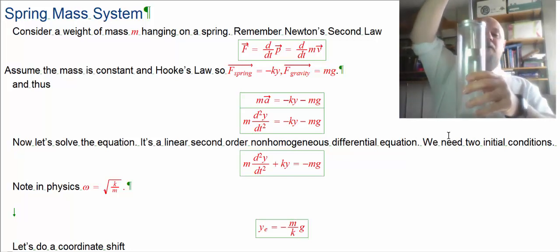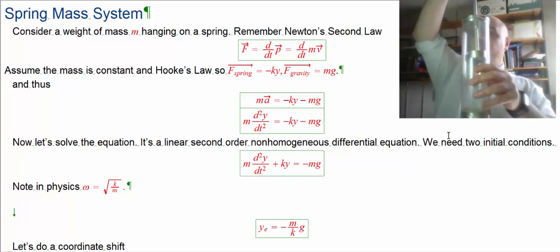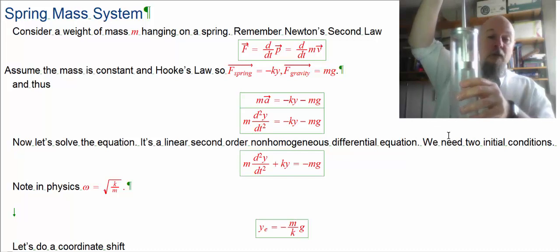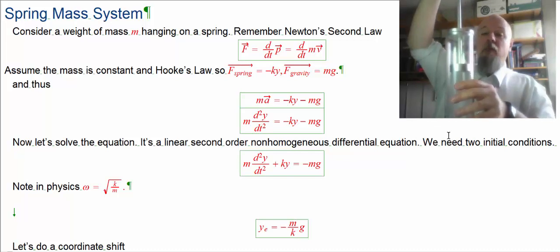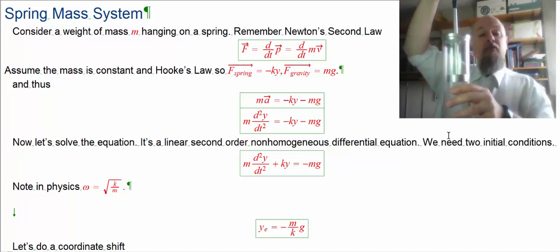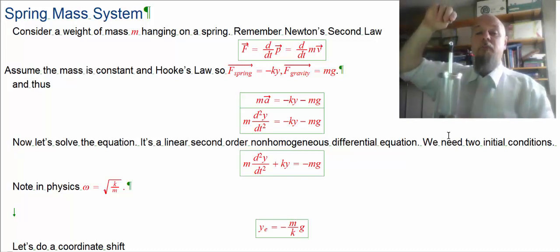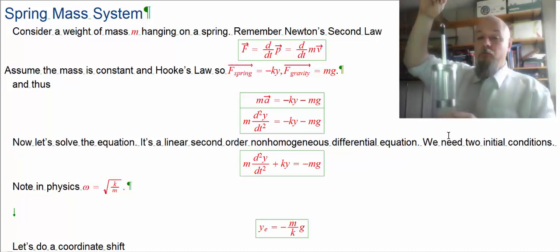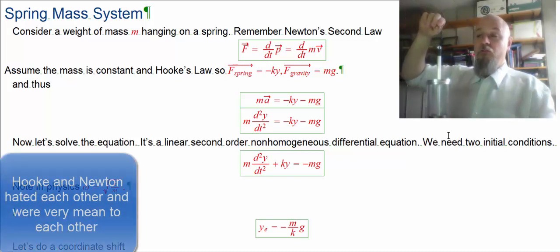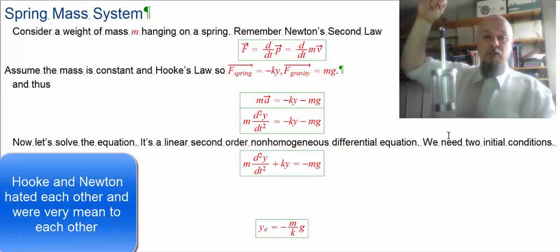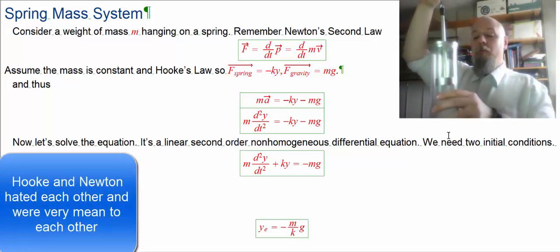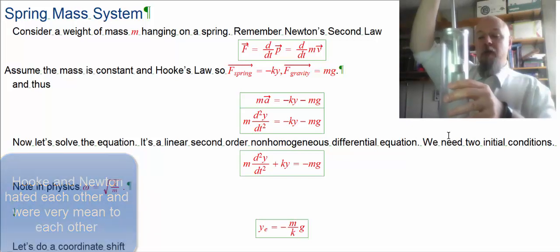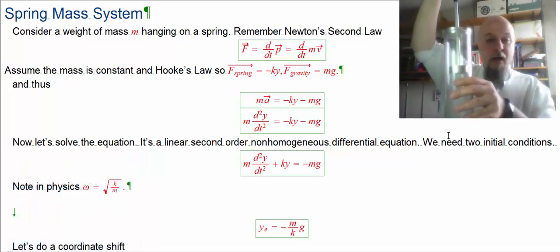So if the object is the mass hanging on this spring, what forces do we have? Well, we have gravity pulling down, and we have the spring. We have to use the law for the spring, Hooke's law. Hooke's law says that the force of the spring is proportional to the distance stretched. So let's look at the forces on this particular mass.